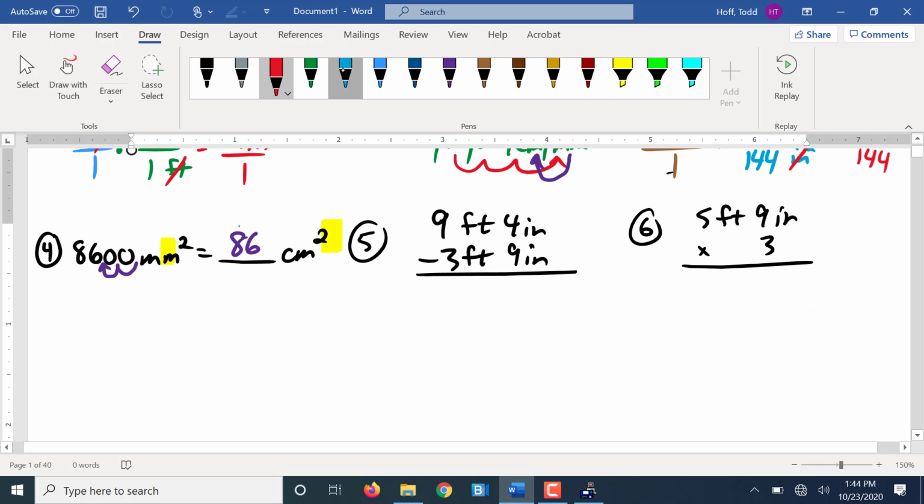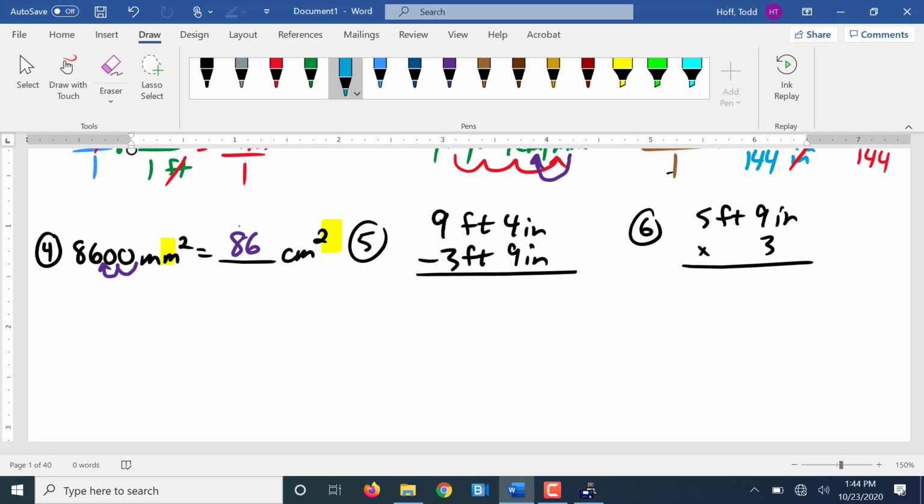For 5 and 6, just some basic operations with our measurements. Subtraction here, we just like any other set of numbers, we start on the right and work our way back to the left. 4 inches minus 9 inches can't be done, so what do? Borrow from the 9, that becomes 8 feet, and what does the 14 inches become? 16 inches, good, we borrowed 12 inches. Now we subtract 16 minus 9 is 7 inches, and 8 minus 3, 5 feet, good. So 5 feet, 7 inches.